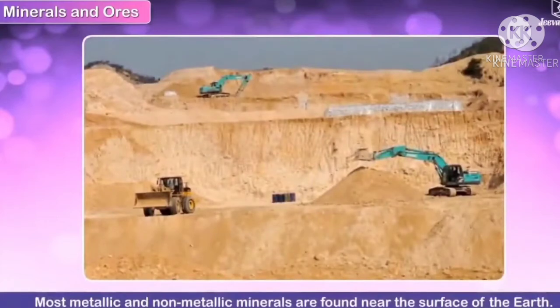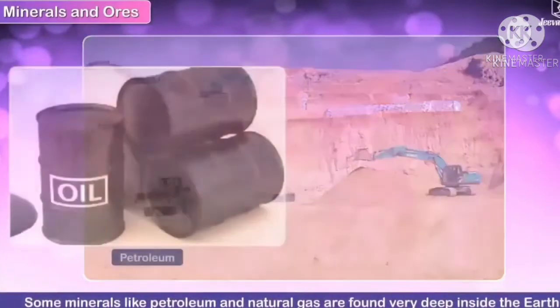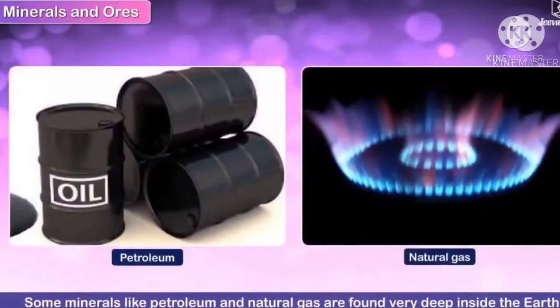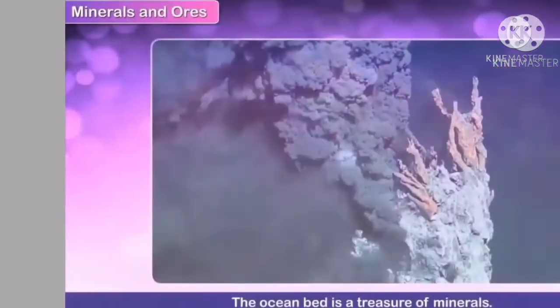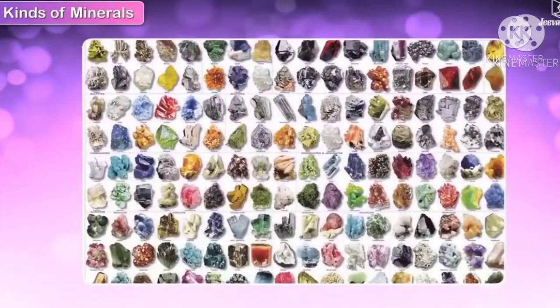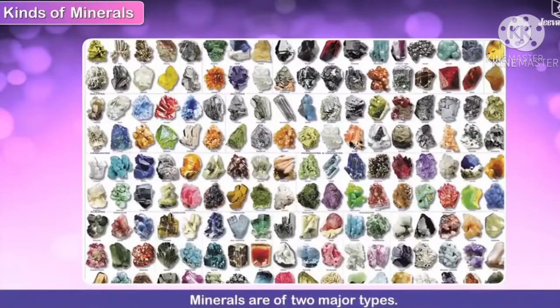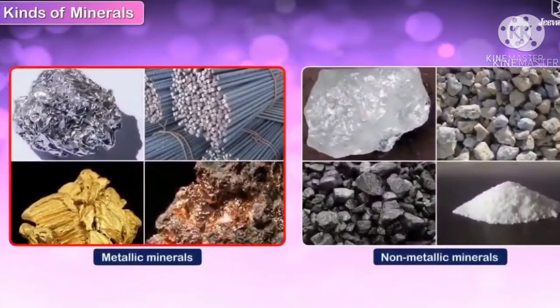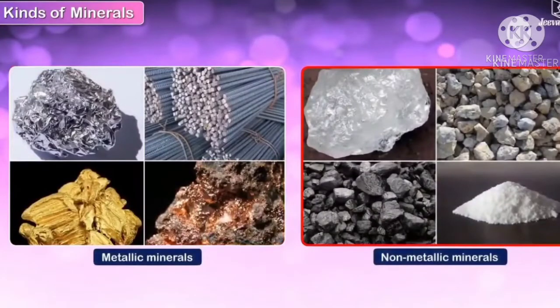Most metallic and non-metallic minerals are found near the surface of the earth. Some minerals like petroleum and natural gas are found very deep inside the earth crust. Petroleum and natural gas, you get them deep down in the earth. The ocean bed is a treasure of minerals. Now let's look at some kinds of minerals. Minerals are of two different kinds. There are two major types: metallic minerals and non-metallic minerals.